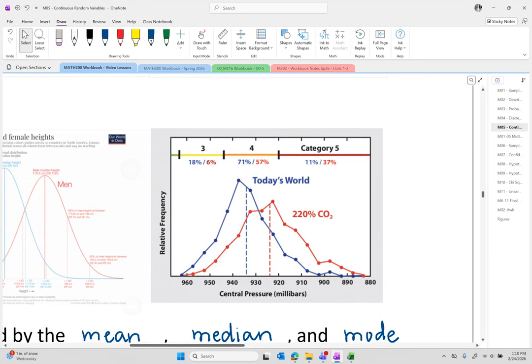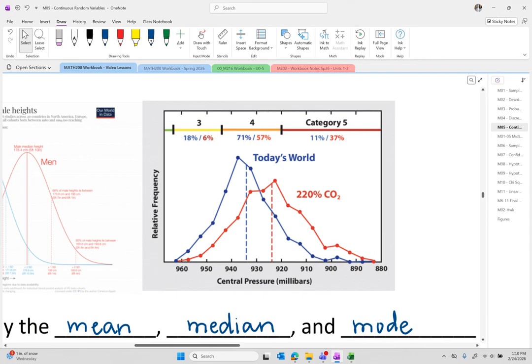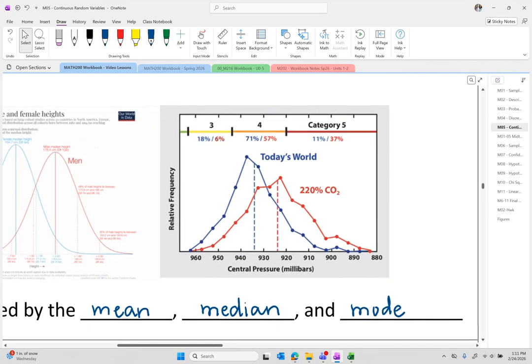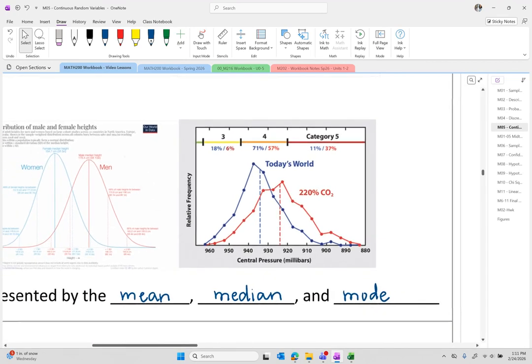Here is another one, which is the relative frequency of central pressure in millibars during different storm categories, and this is an example that I took off the web.